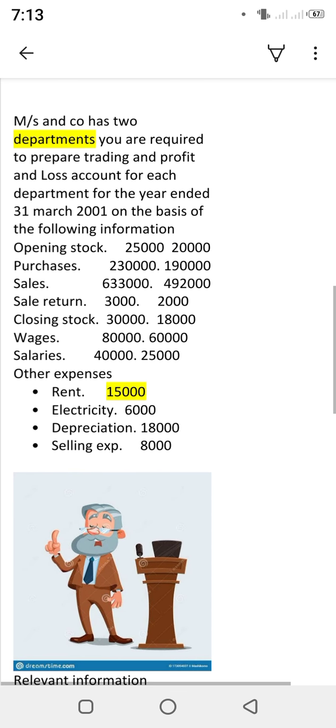Anyhow, salaries will appear on the debit side of the profit and loss account, and you can see it's already distributed: 40,000 for department A and 25,000 for department B. But there are some other expenses: rent 15,000, electricity 6,000, depreciation 18,000, selling expense 8,000. What do we have to do? They didn't show how much of these expenses are related to department A and how much are related to department B.